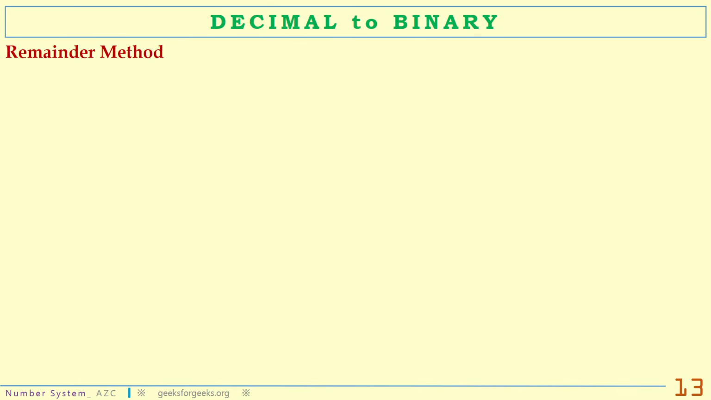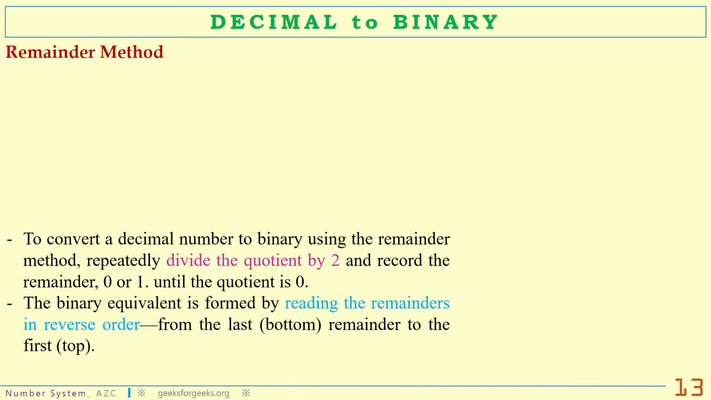Decimal to binary conversion. Remainder method. To convert a decimal number to binary using the remainder method, repeatedly divide the quotient by 2 and record the remainder 0 or 1, until the quotient is 0. The binary equivalent is formed by reading the remainders in reverse order, from the last, bottom, remainder to the first, top.